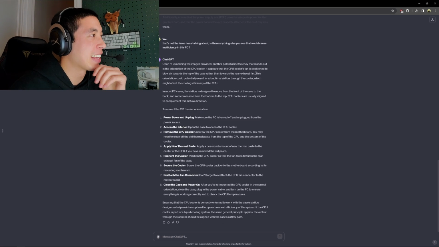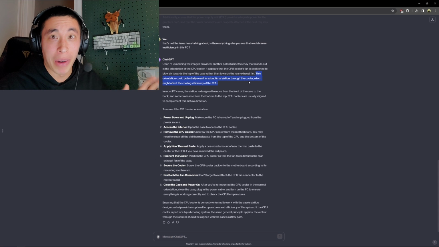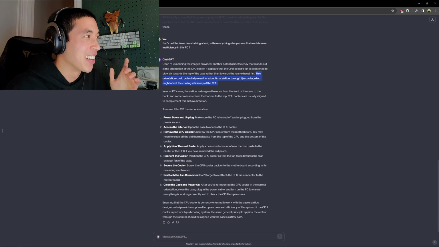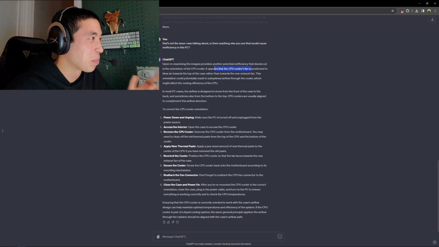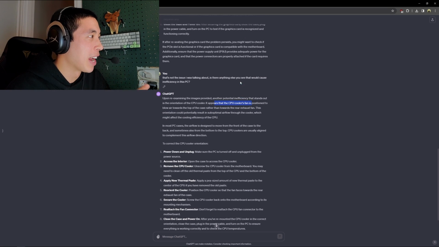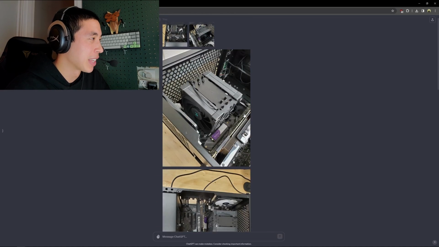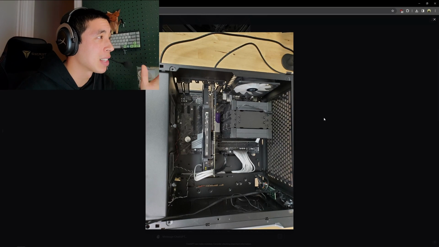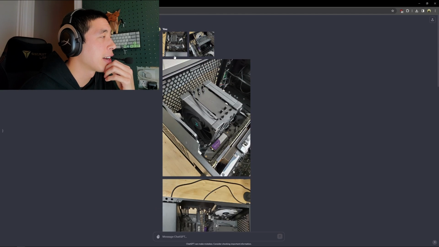This is super interesting. Like this sentence right here, exactly the problem that we wanted it to find, but the reasoning for thinking it's a problem is incorrect. It's saying that our CPU cooler's fan is positioned to blow air upwards towards the top of the case, which, wait, maybe it can't tell that it's laying down on its side. Oh, that could be really interesting.